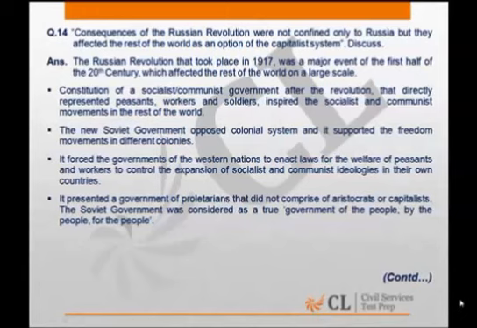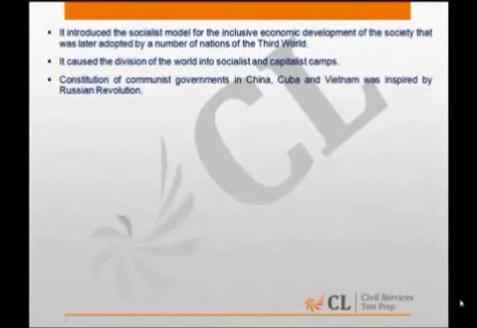Question number 14 could be concluded on the basis of these points. For example, the constitution of communist governments in China, Cuba, and Vietnam was inspired by the Russian Revolution. You can see the after effects of the introduction of communist government in these countries.